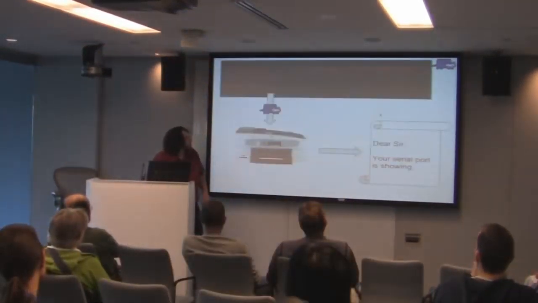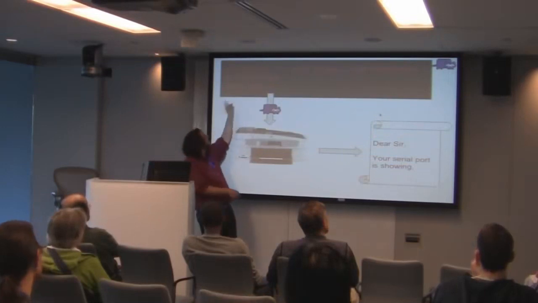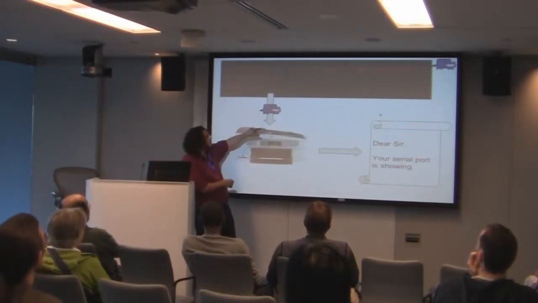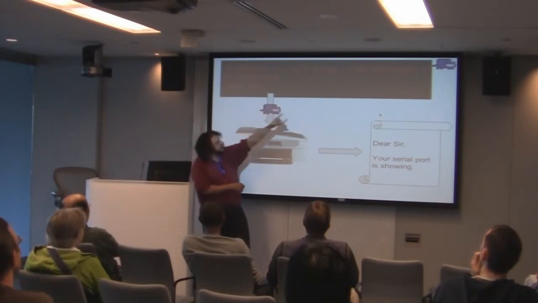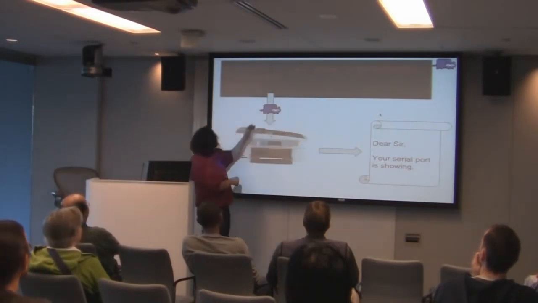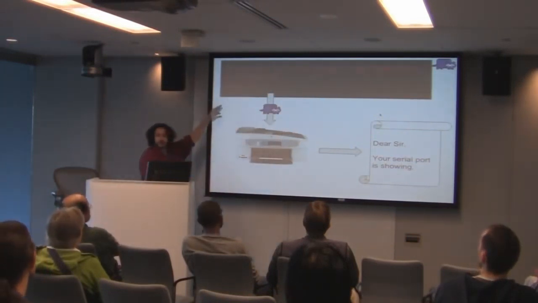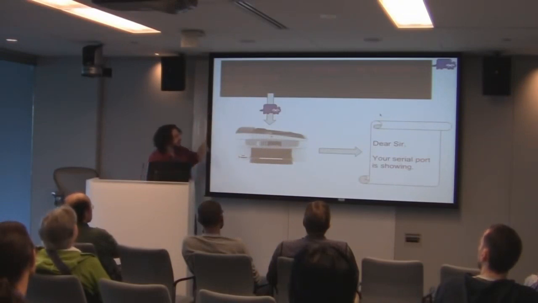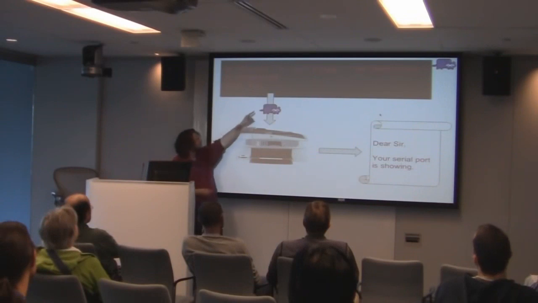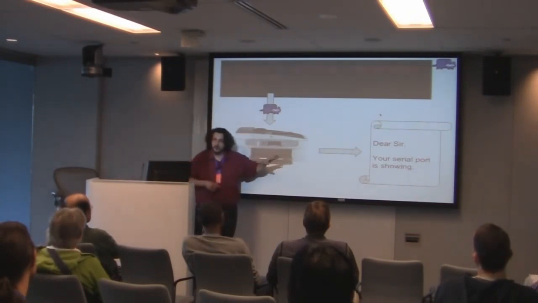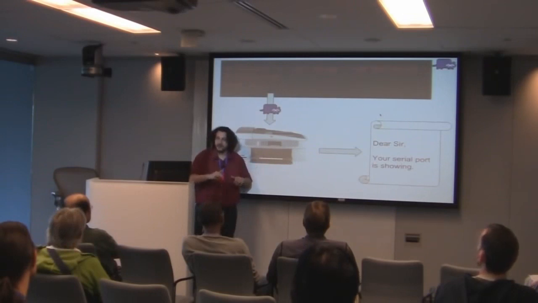So if we do Bluecat -v for verbose, and then we pass the URL that we just had, it's going to spit back. Verbose is going to tell us when we're connected, right? And then we type something like, "Dear sir, your serial port is showing." We use Bluecat to talk to this printer, and it'll actually print out the plain text that we type in.